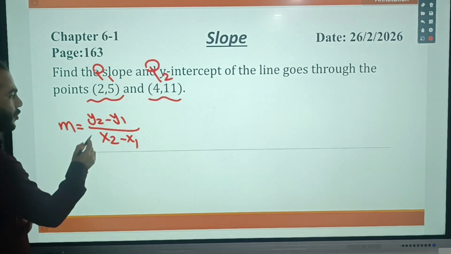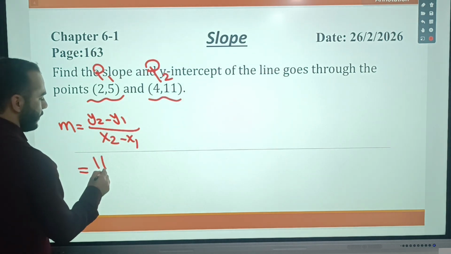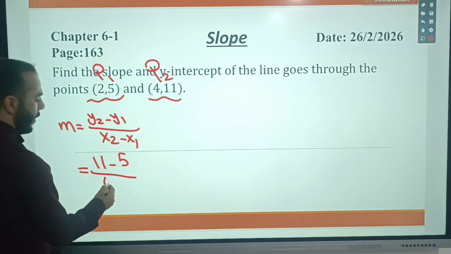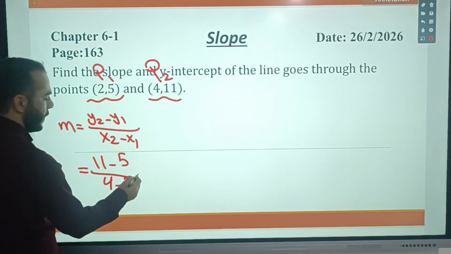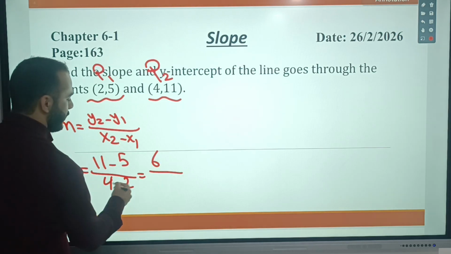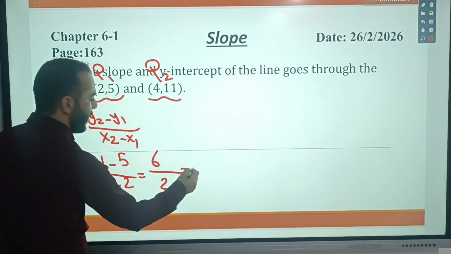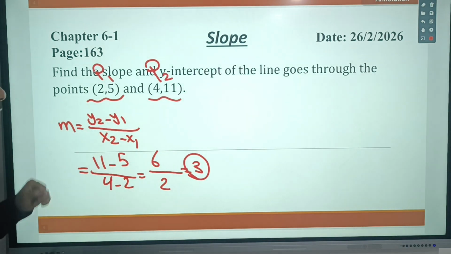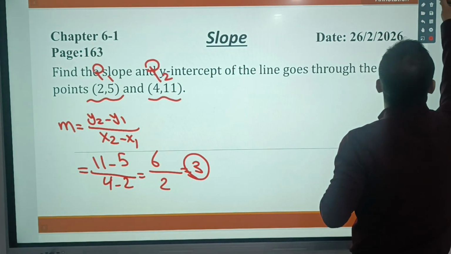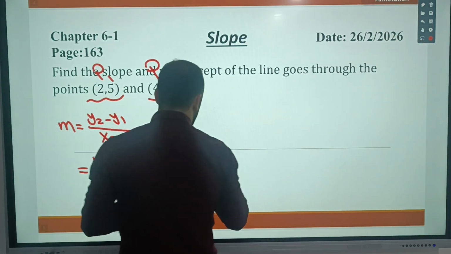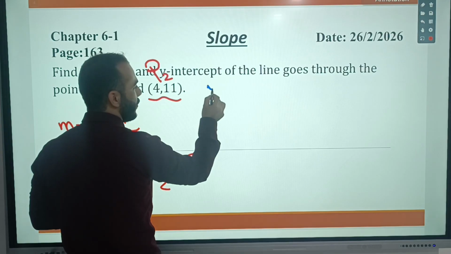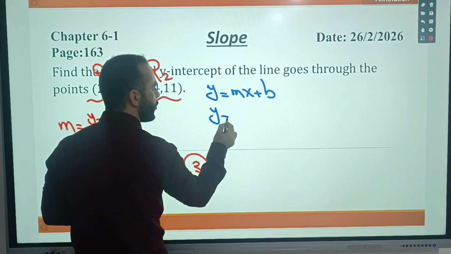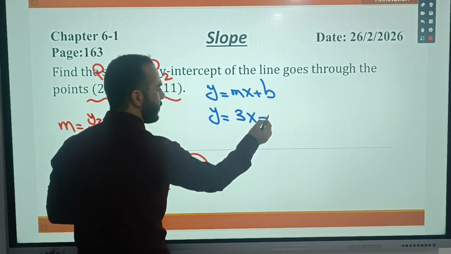So m equals y2, which is 11, minus y1, which is 5, over x2, which is 4, minus x1, which is 2. So 11 minus 5 is 6, 4 minus 2 is 2, and 6 divided by 2 is 3. That is the slope. So how are we going to get the y-intercept? Again, rewrite the general formula, but replace the slope that you have got into it. So y equals mx plus b, y equals 3x plus b.